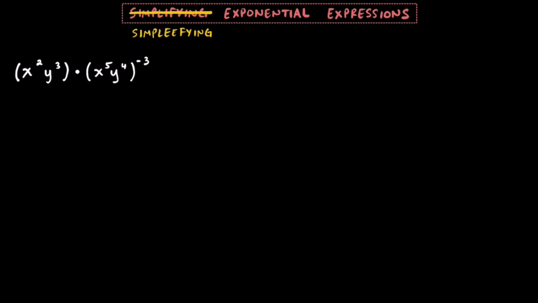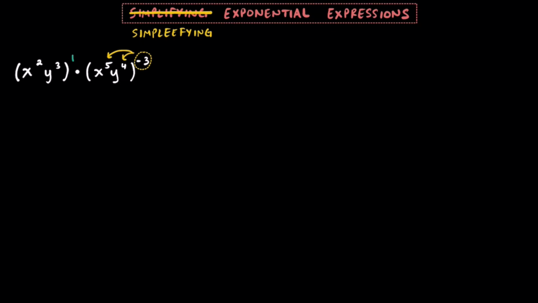We have the quantity of x to the 2nd power times y to the 3rd power multiplied by the quantity of x to the 5th power times y to the 4th power, all raised to the -3rd power. Technically, this first group of parentheses has an invisible 1 exponent, so this 1 gets applied to everything inside, but nothing is really going to happen there, so we can ignore it. But this -3 on the second one is going to be applied to this x to the 5th power and to this y to the positive 4th power.